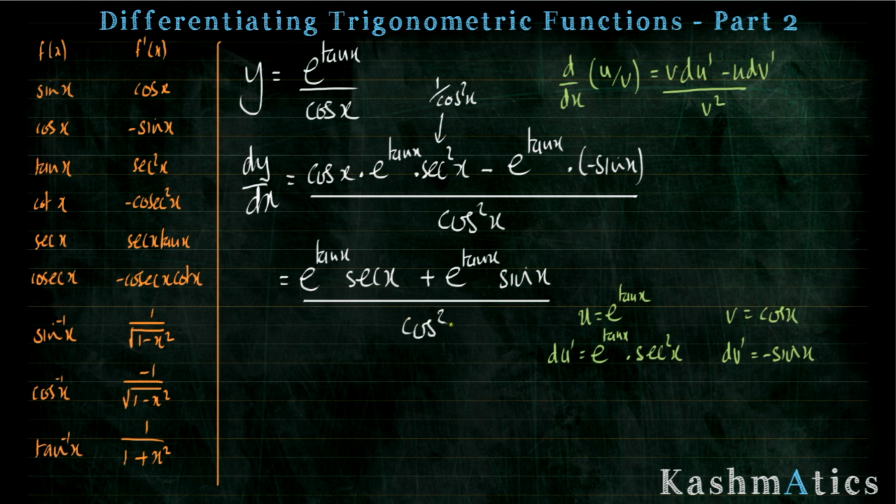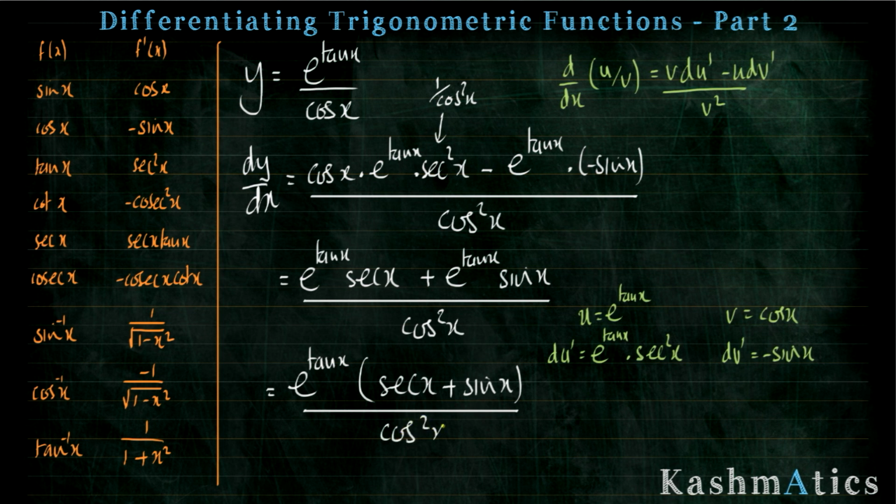And in an exam I'd probably be tempted to factorize out the e to the tan x, so e to the tan x, then open brackets sec x plus sin x, all divided by cos squared x. Right, and there you go.